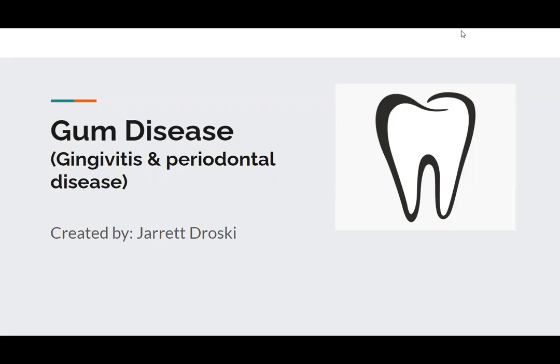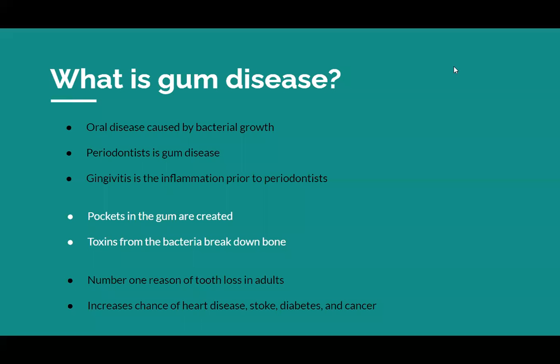Gum disease is a combination of two things, gingivitis and periodontal disease. So you may be asking, what is gum disease? Gum disease is an oral disease caused by bacterial growth, usually in the gum line and the tissue beneath it. Periodontitis is the gum disease part, and gingivitis is the inflammation prior to periodontitis.